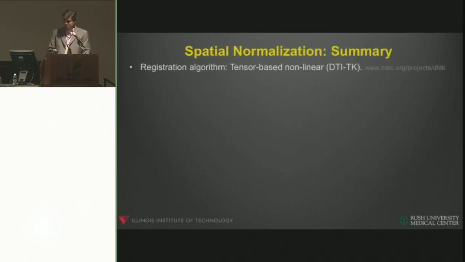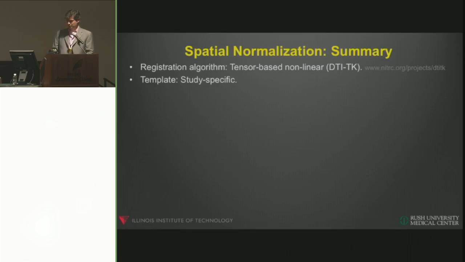So the summary about the spatial normalization portion of my presentation is here. So spatial normalization accuracy depends on the registration approach you use, on the template you use, and also on your data quality. In terms of the registration algorithm, tensor-based nonlinear registration performs quite well. In terms of tensor matching, DTI-TK is a package that allows you to do this. It's widely available, freely available, good support, and it's easy to use.